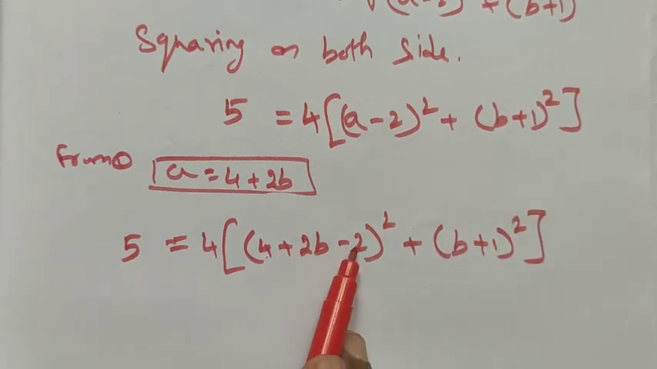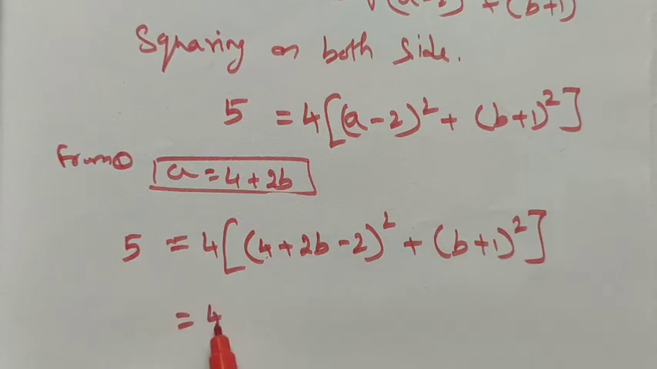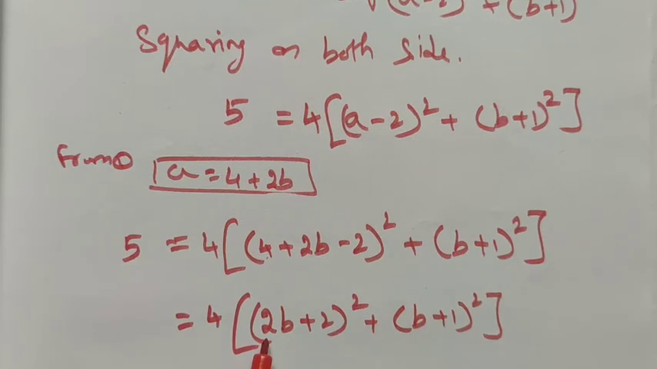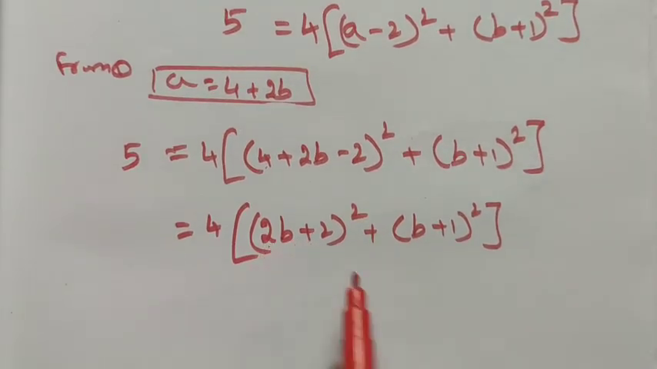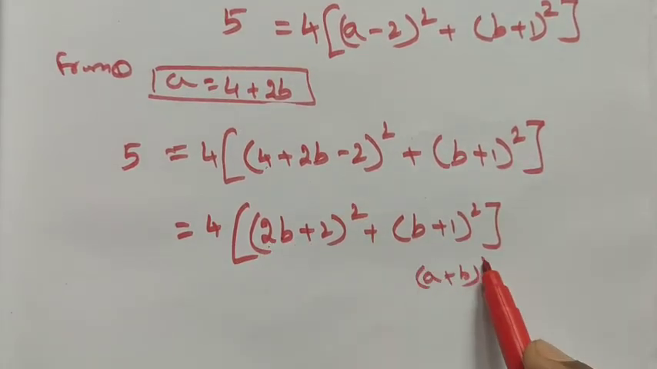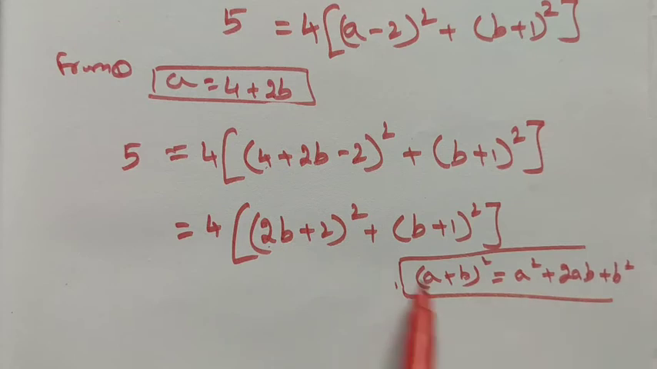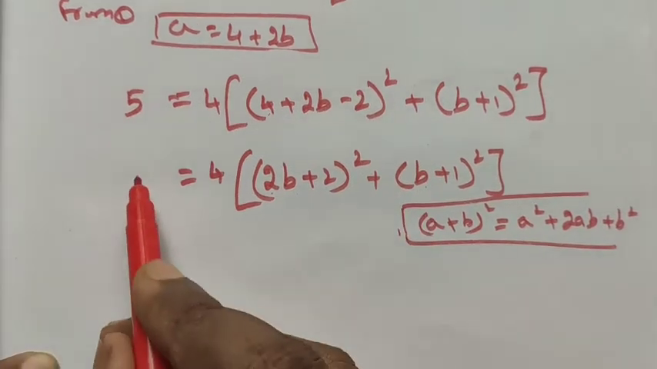Now 4 minus 2 is 2, right? So 4 into (4 minus 2 is 2), so 2b plus 2 or 2 plus 2b, whatever may be, plus (b plus 1) whole square. See, now it is in the form of (a plus b) whole square. We know that (a plus b) whole square is equal to a square plus 2ab plus b square, is the formula. Now using this formula we are going to write these two terms.